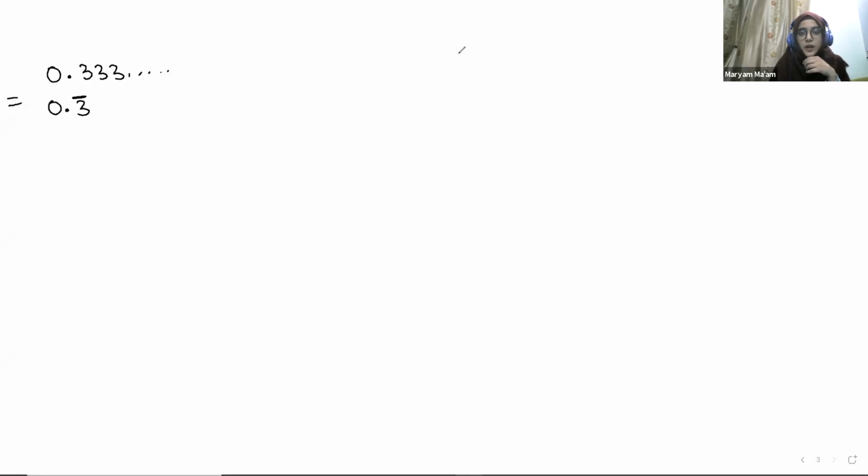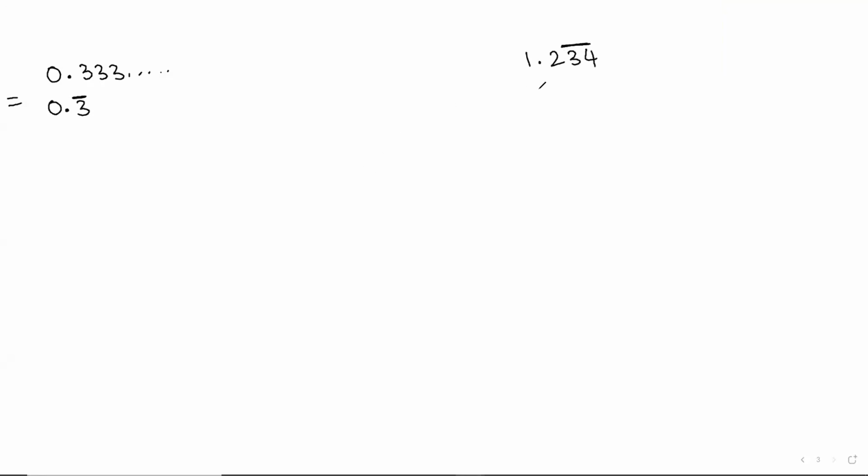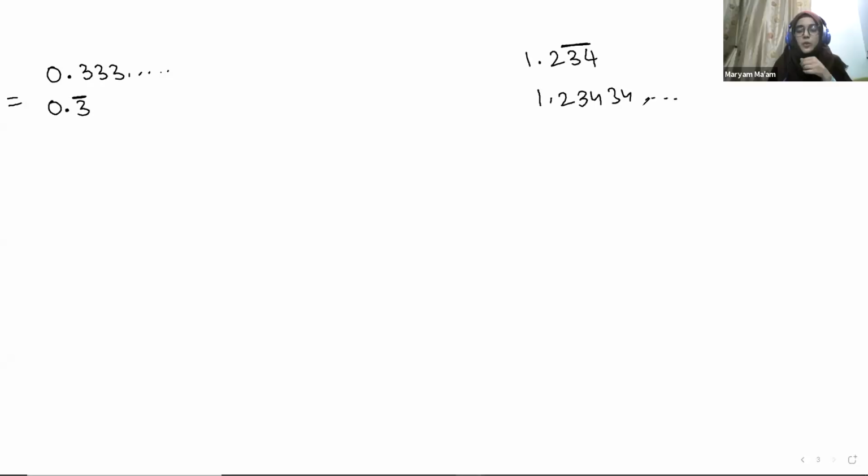So okay, if I write 1 point, let's say, 2, 3, 4 bar, what does this mean? Ma'am, it means that 3 and 4 are repeating. Right, very good. 1.2, 3, 4, 3, 4, and so on. Okay. So is this a rational number? And if yes, then how can you write it in the form of p by q?